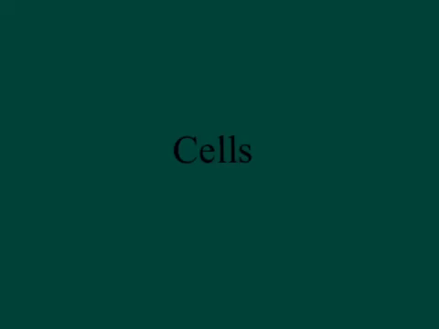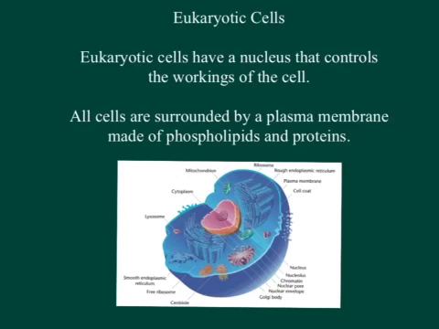Final video lecture, and it is on cells. First, we're going to talk about eukaryotic cells. Eukaryotic cells have a nucleus that controls the working of the cell. All cells are surrounded by a plasma membrane made of phospholipids and proteins.